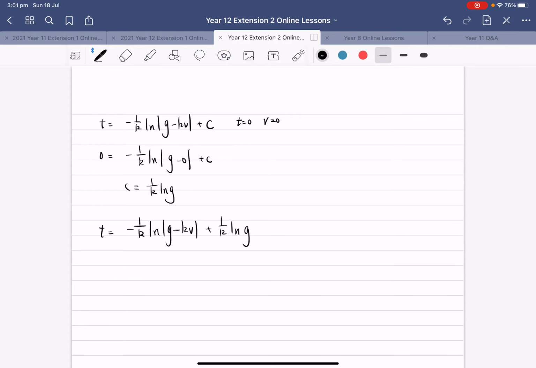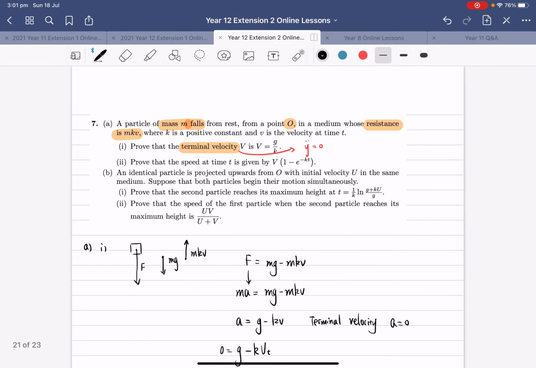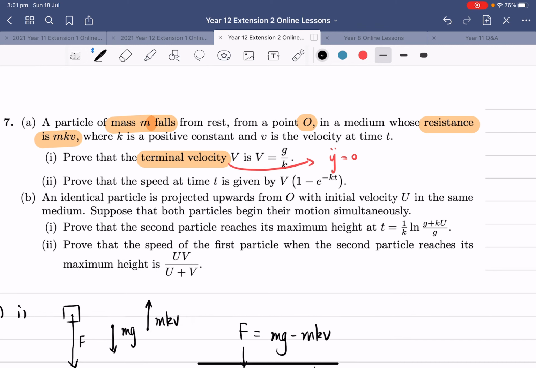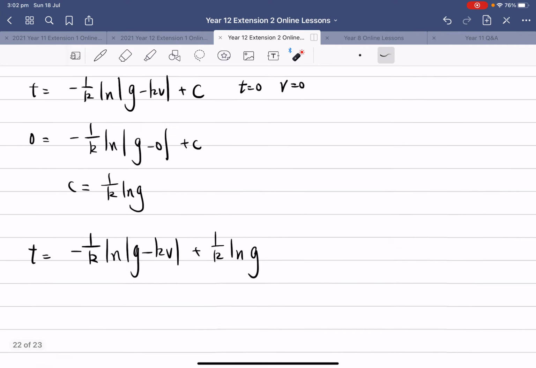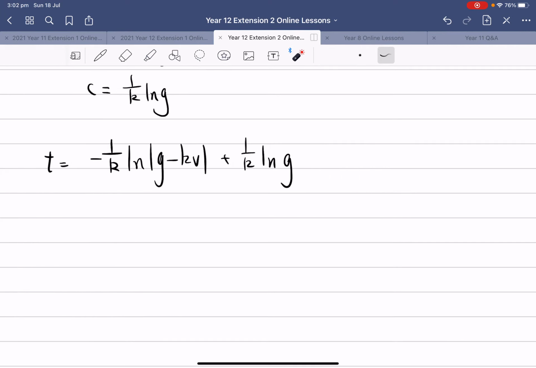All right, and let's see what this question asks us to prove. The question asks us to show that the speed at the time t is given by this formula. In that case, that little v here is the terminal velocity. So I need to also replace the function in terms of terminal velocity. I guess what we need to do here is make v the subject. That's the first step that we need to do in this question.